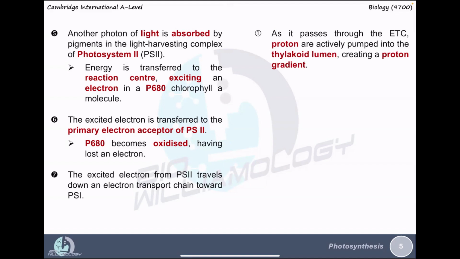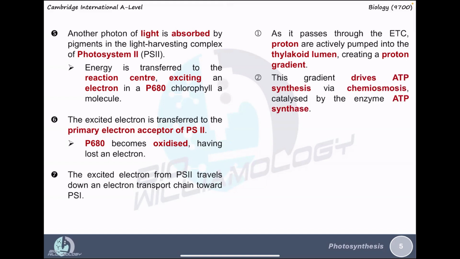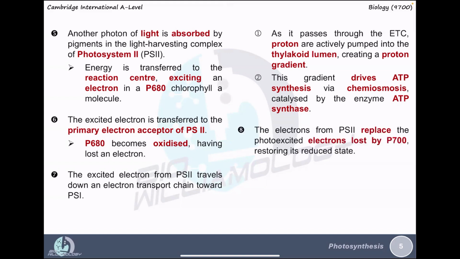So the excited electron from photosystem 2 now travels down an electron transport chain toward photosystem 1. So when they pass through a series of electron carriers, protons are pumped into the thylakoid lumen, creating a steep proton gradient. And this gradient drives the ATP synthesis through a process known as chemiosmosis, catalyzed by the enzyme ATP synthase, which is quite similar to the ATP production through oxidative phosphorylation that we have learned in chapter 12. So this electron from photosystem 2 replaces the photoexcited electron lost by the reaction center in photosystem 1.